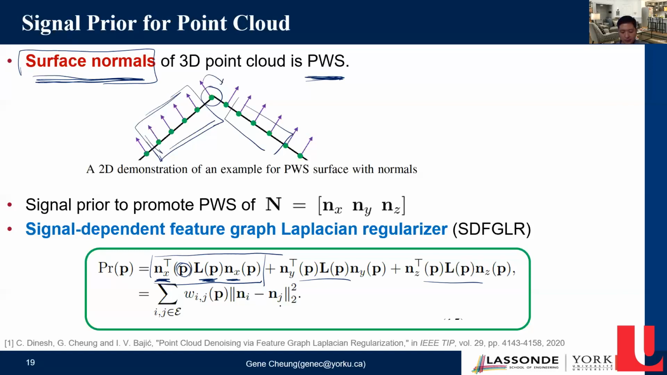It's very similar to the GLR that we saw before, except now, instead of saying P transpose L P is small, we're saying the function N of P transpose L N of P is small. So it's a function of the signal we're looking for. This is what we mean by a feature graph Laplacian regularization, where the feature, in this case surface normal, is a function of the signal we're looking for. This is the key difference with respect to the GLR we saw a few slides ago.